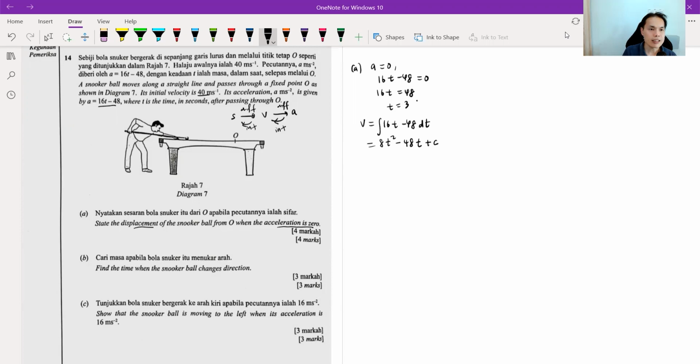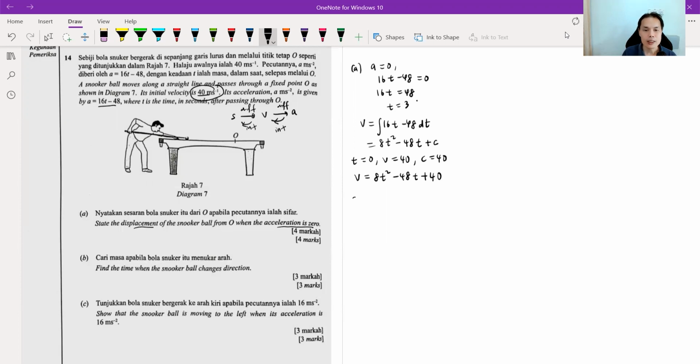Now, it is given that initial velocity is 40. So when t is 0, v is 40, so your c is 40. My velocity function is 8t squared minus 48t plus 40.